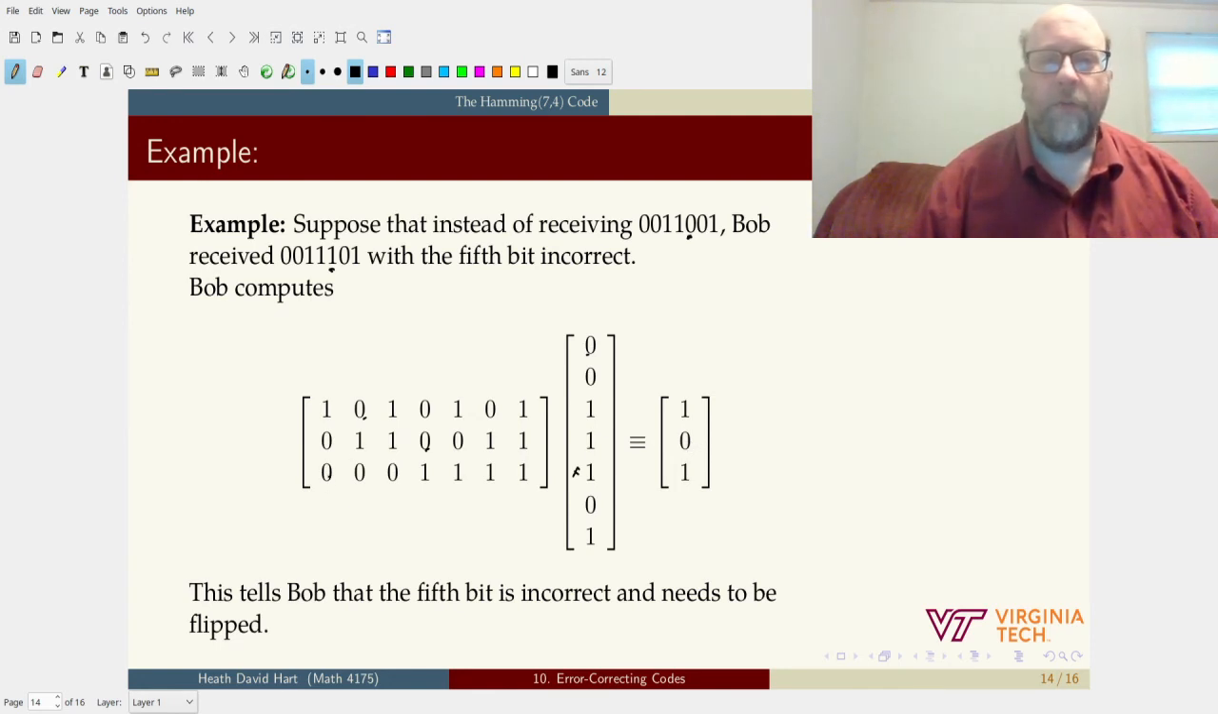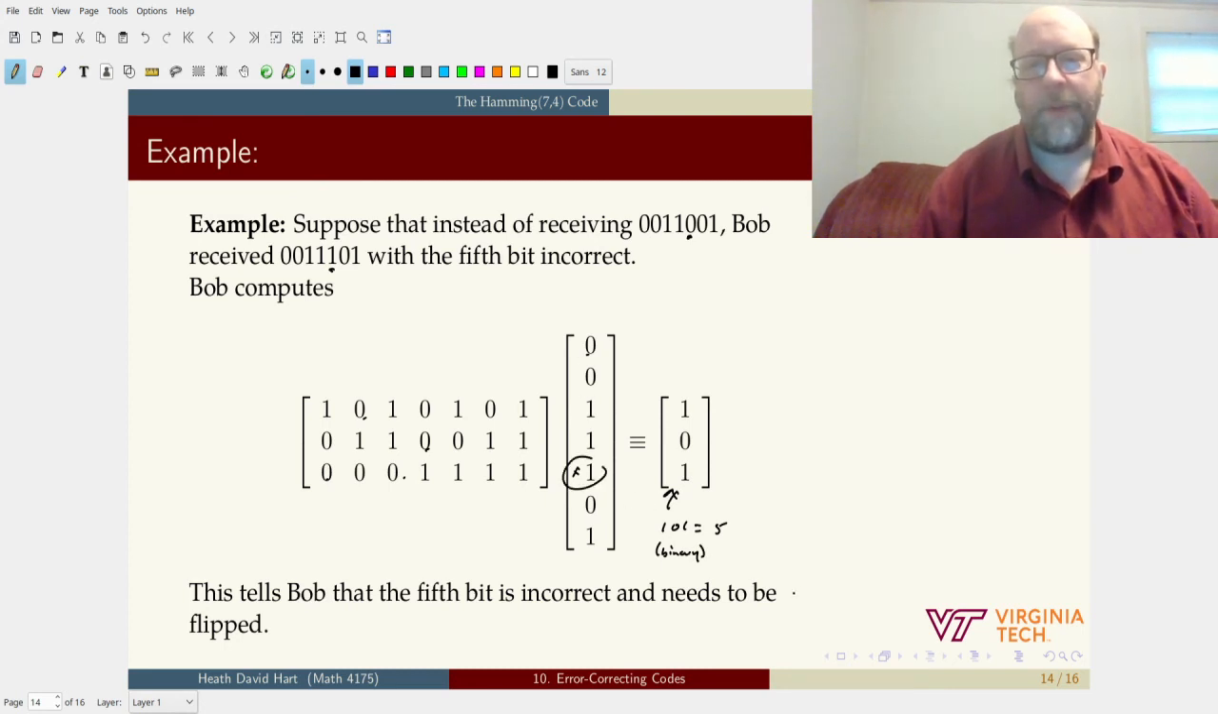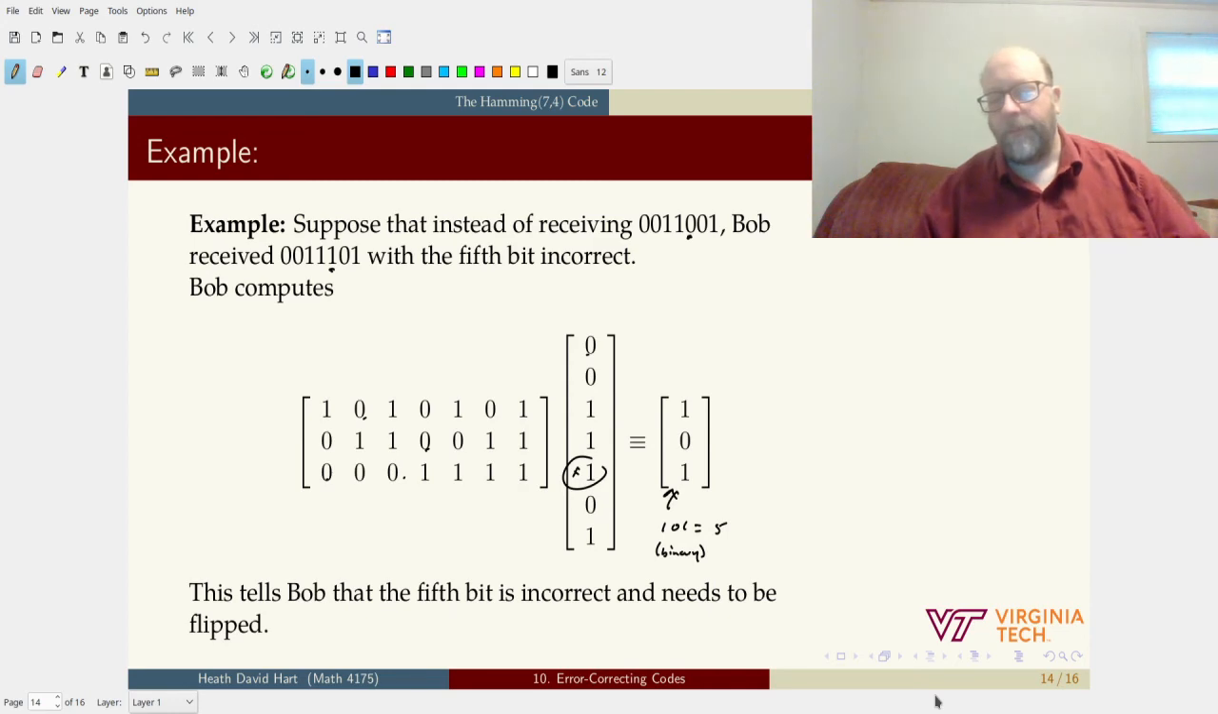And the bottom row, 0 plus 0 plus 0 plus 1 times 1, 1 times 1 again, 1 times 0, and then 1 times 1 a third time is 3 ones. And so that gives us 1, 0, 1. Well, that's not all zeros. 1, 0, 1 is the number 5 in binary. And so that tells me that the fifth bit is wrong and it needs to be corrected. Okay?